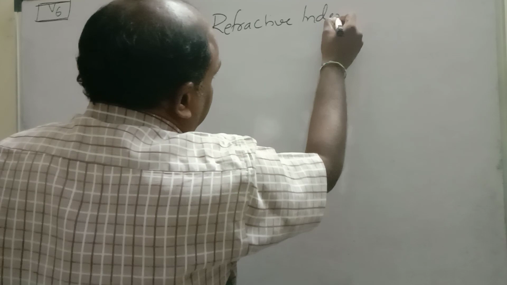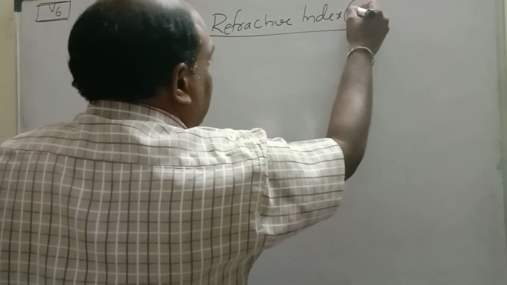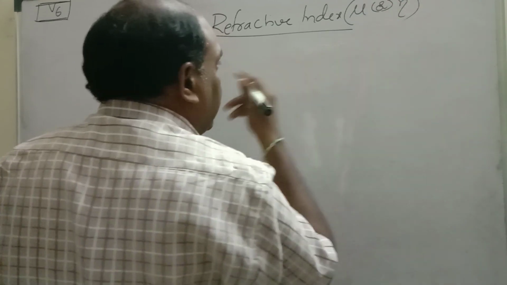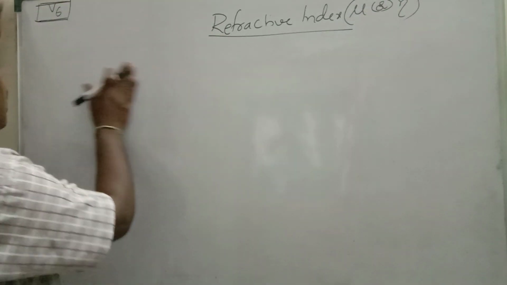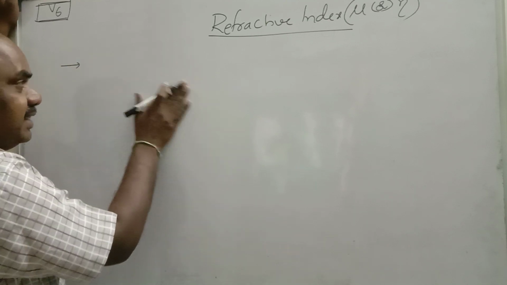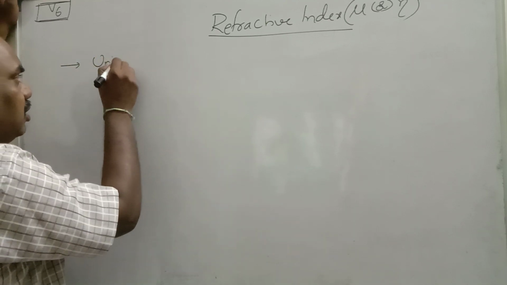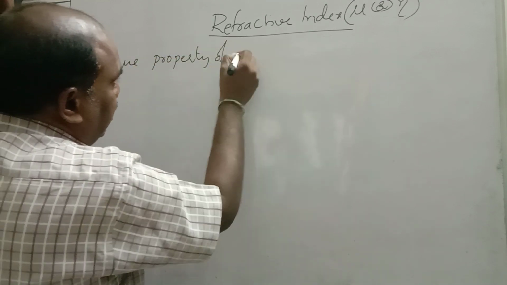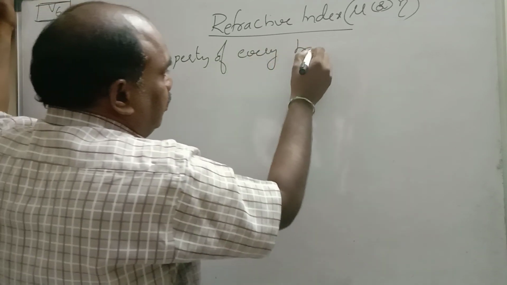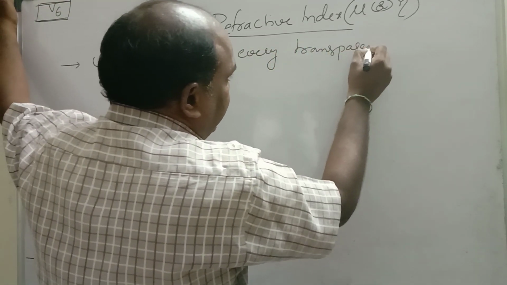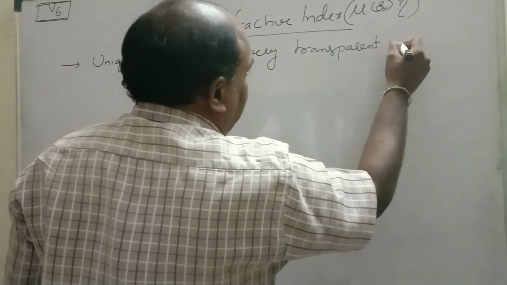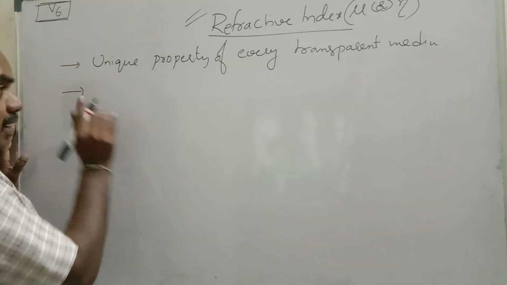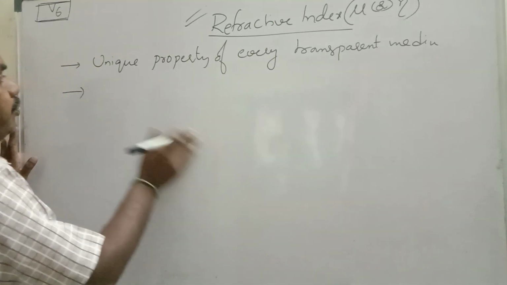Listen carefully, very important. Refractive index is denoted by mu or n. Any one symbol you can use, mu or n. Refractive index is a unique property of every transparent medium. Every transparent medium has one unique property, and that unique property is the refractive index. Refractive index is not a definition, it is a number, a numerical.